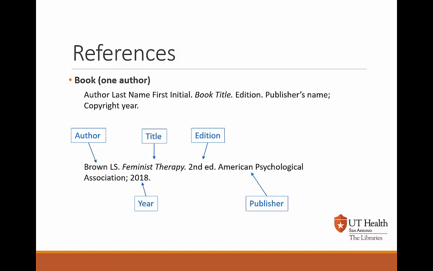When creating a reference for a book with just one author, you will list the author's last name and first initial with no comma after the last name and no spaces or periods after the initials. Then the book title in all caps, and an edition if it's other than the first, publisher's name, and year of copyright, putting a semicolon between the publisher and the year.